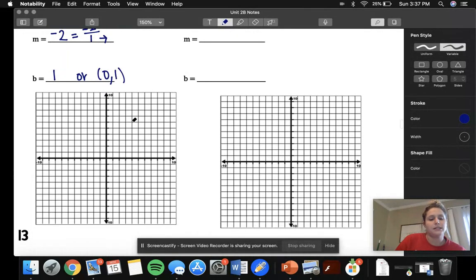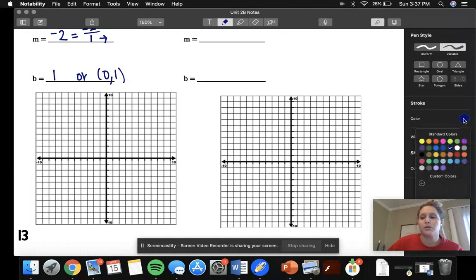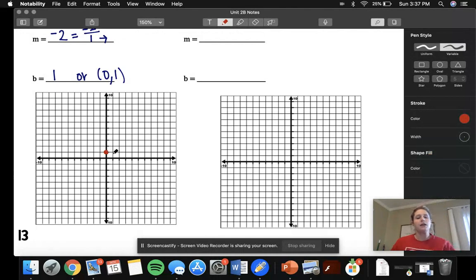After we have identified that and we are ready to go, we can just pick up our pencil. We always have to begin with our b value. So we're going to first plot the y-intercept. Again, this is our y-axis. So we are going to plot 1 on our y-axis, or you could just plot (0, 1), however you like to think about it. Then we're going to keep our pencil right here, and we are going to plot additional points using our slope, or our rate of change.